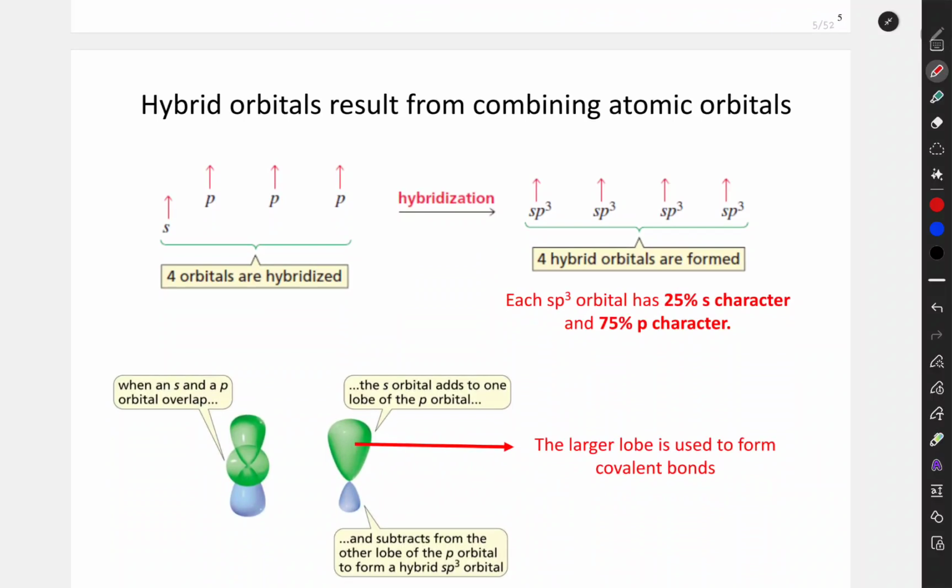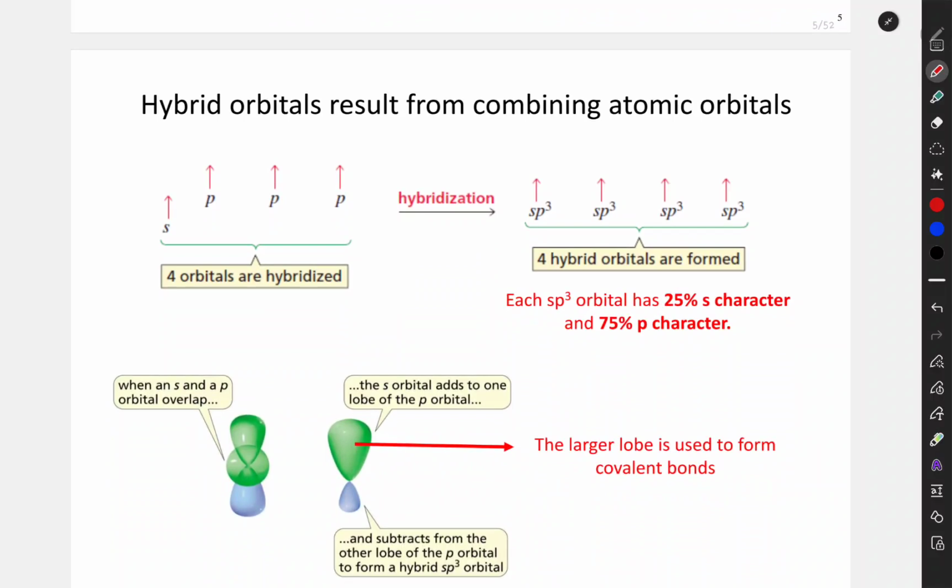As you can guess, each sp3 orbital has 25% s character and 75% p character. And visually, you can guess how an sp3 hybridized orbital looks. So this is the process of hybridization. You have one s orbital and p orbitals, and if you mix these, then you can intuitively rationalize how the orbital looks after hybridization.